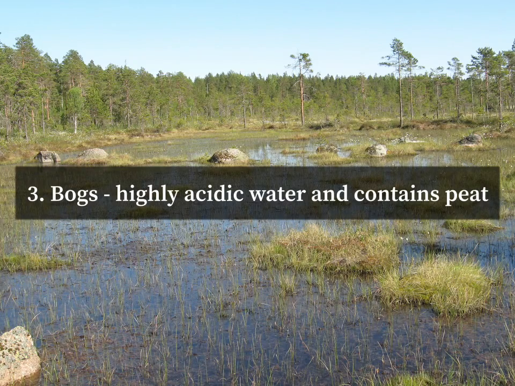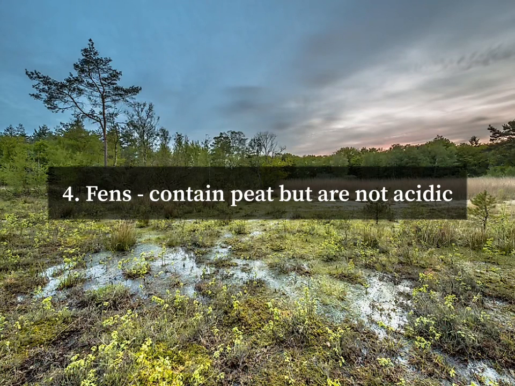Bogs are low in nutrients and contain highly acidic water. They accumulate peat, which is a deposit of dead plant material. Fens receive their water supply from runoff or groundwater as opposed to rainfall and accumulate peat, both of which are characteristics shared by bogs. Fens, however, are neutral or alkaline, not acidic.